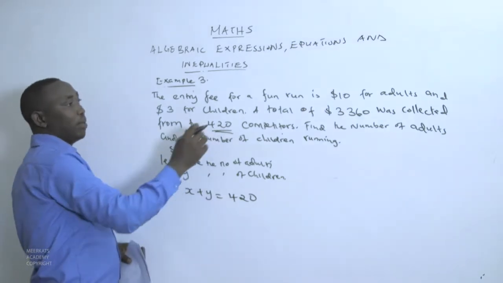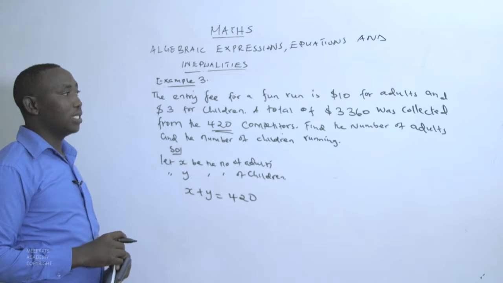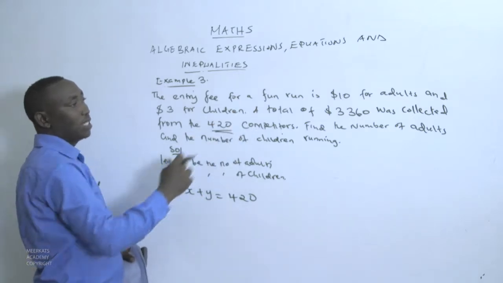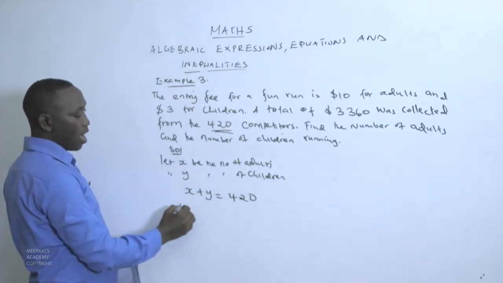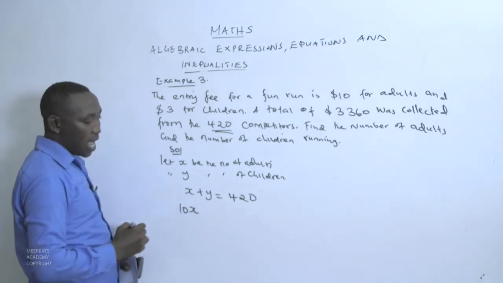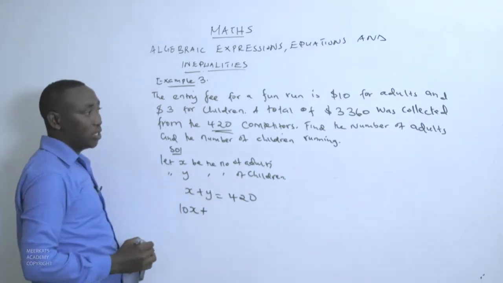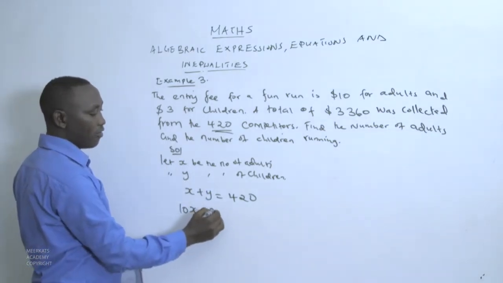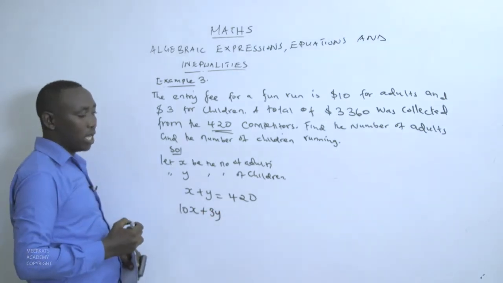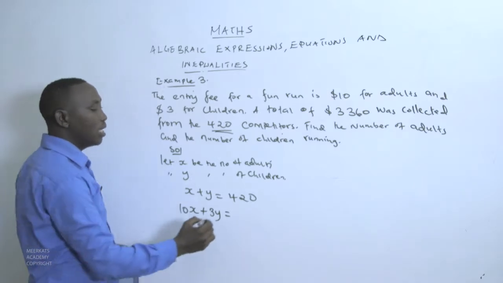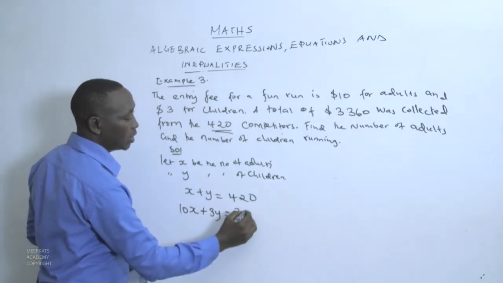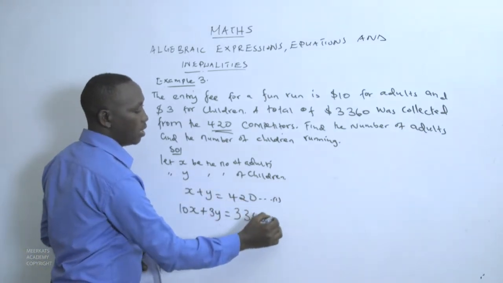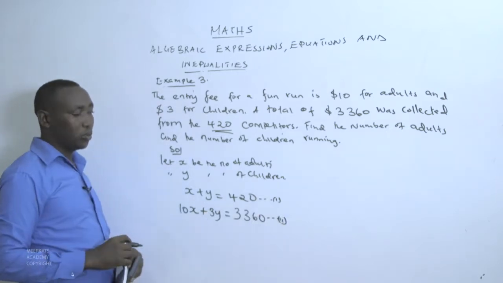420. Now you have been told that the entry fee is $10 for adults and $3 for children, and a total was collected. So in this case, there were x adults, so $10 was collected from each adult, plus y children. Each child was paying $3, therefore $3y was collected from the children, and this summed up to a total of $3,360. This is equation 1, and that is equation 2.